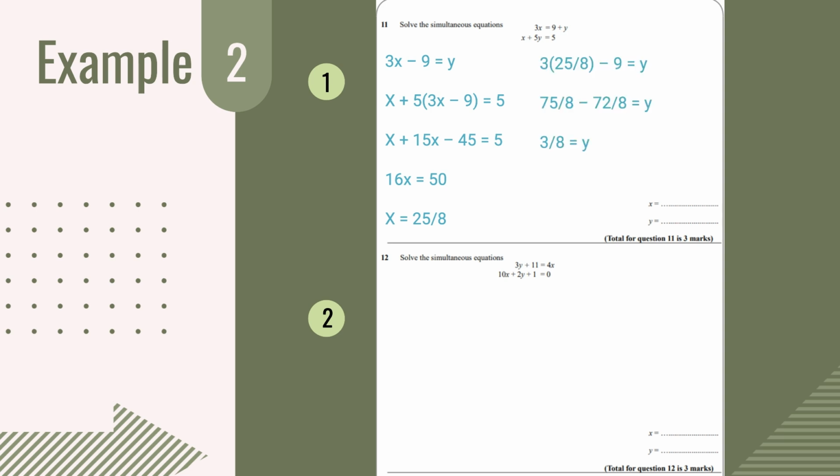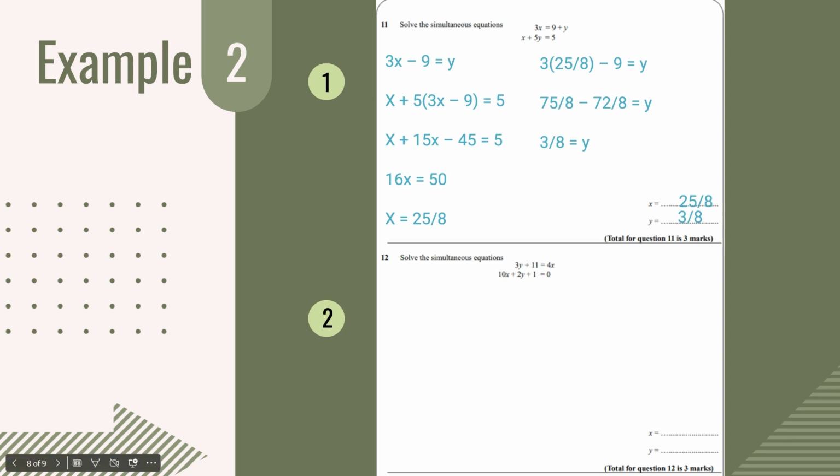Now, if we sub our value for x into our other equation, we get 3 bracket 25 over 8 minus 9 equals y. 3 times 25 over 8 gets us 75 over 8, and 9 can be rewritten as 72 over 8. So we do 75 over 8 minus 72 over 8 equals 3 over 8, and that is our value for y. So our value for x is 25 over 8, and our value for y is 3 over 8.